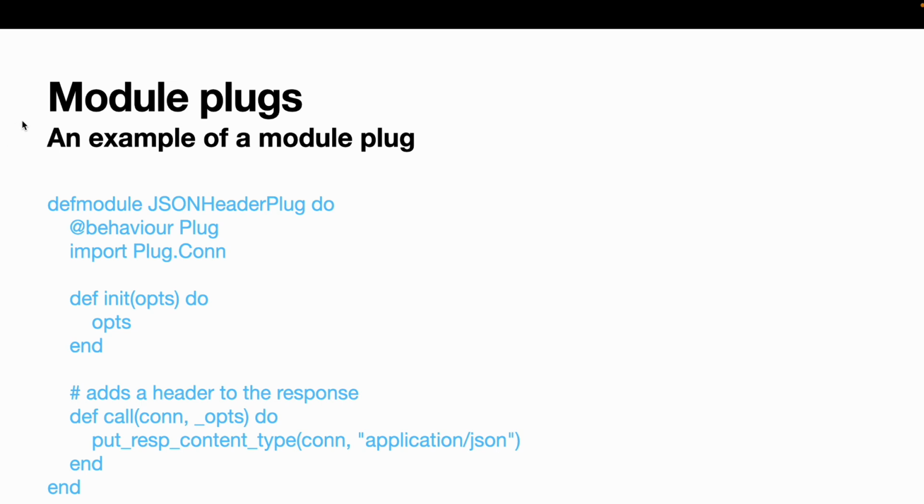The two functions that a plug module implements are init and call. Init is what is used for setting up or initial configuration of the plug, and any options that are returned from init are passed as the second option to the call function. So in dev mode, init is run once, and the call function is executed each time the plug is invoked. And in production, init is only called during compile time.